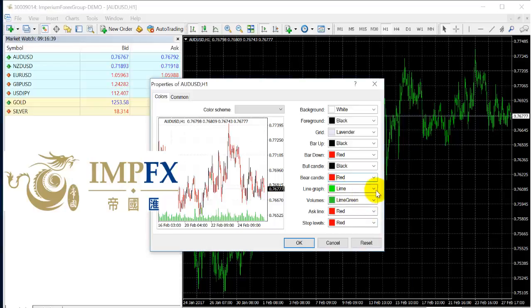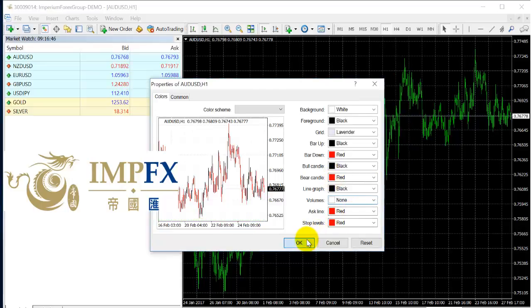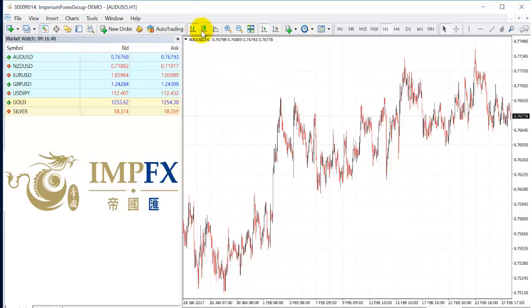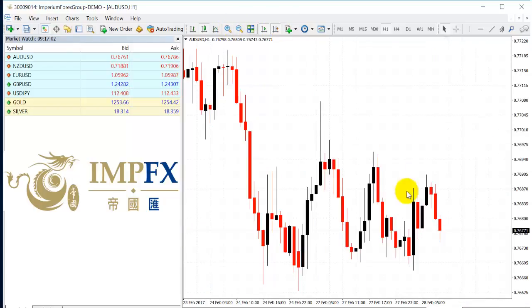And then we have the line graph, which will be black, and volume also black. And then when we say OK, and then we change it, so you've got a bar chart, a candle chart and a line. So we use the candle, and then you have the zoom in and zoom out. So we zoom in and there you have it. Very, very clear and precise.